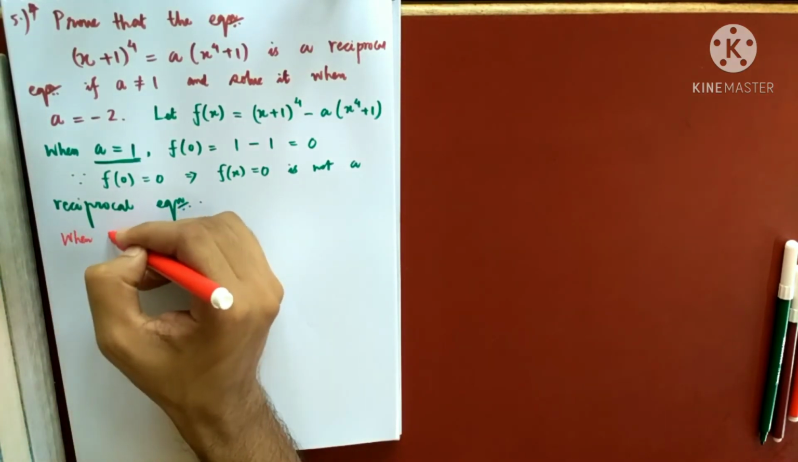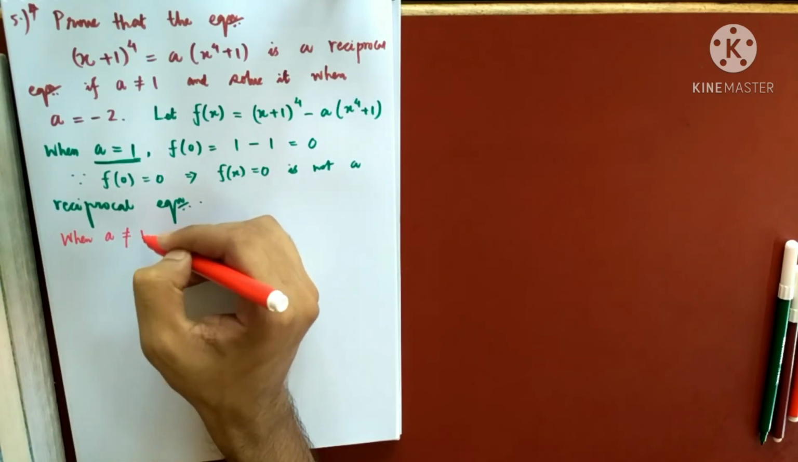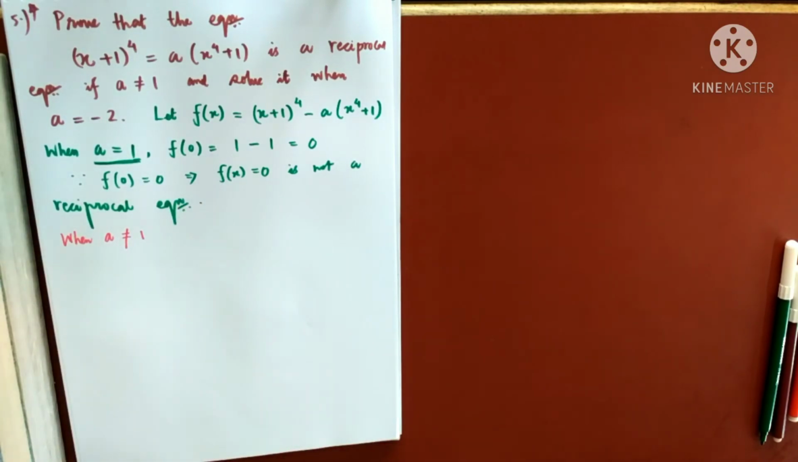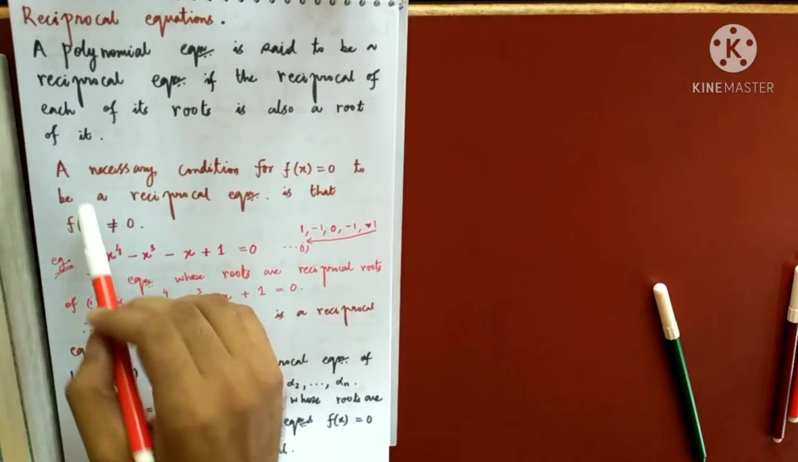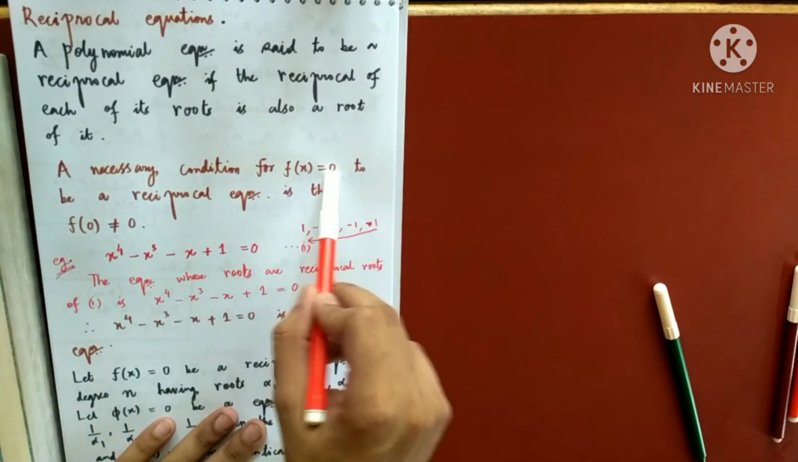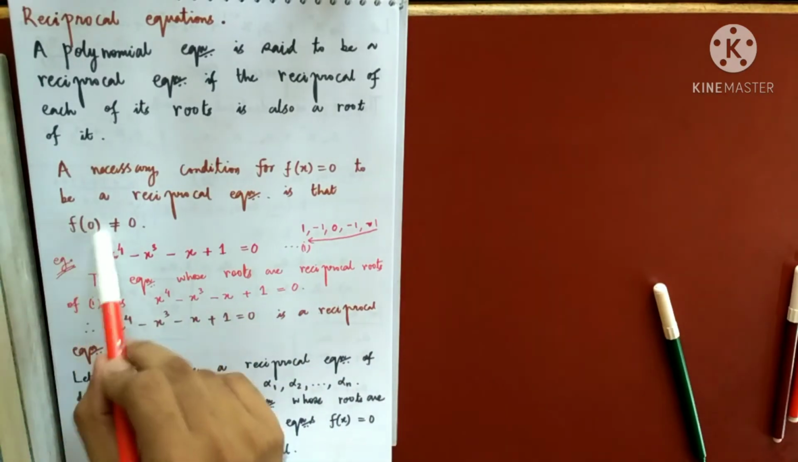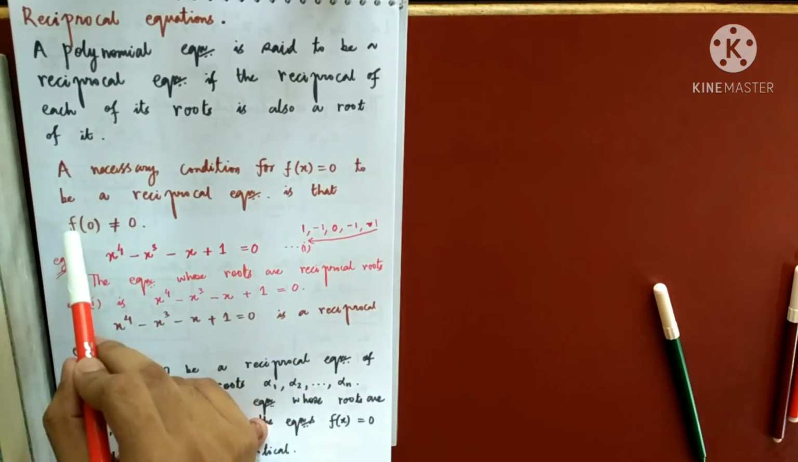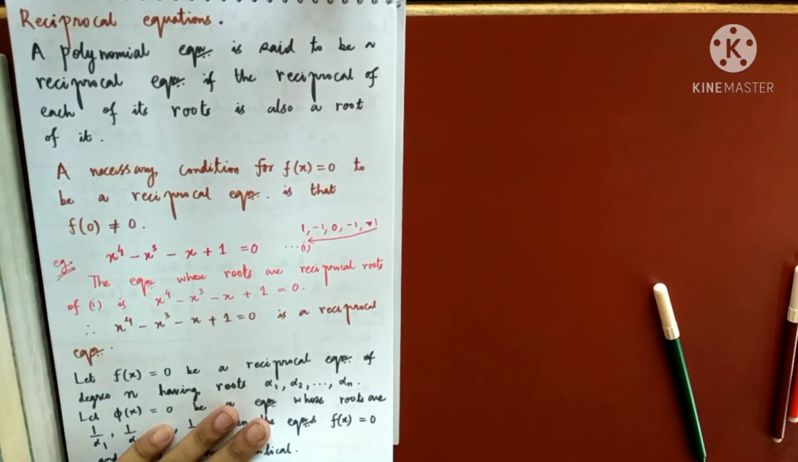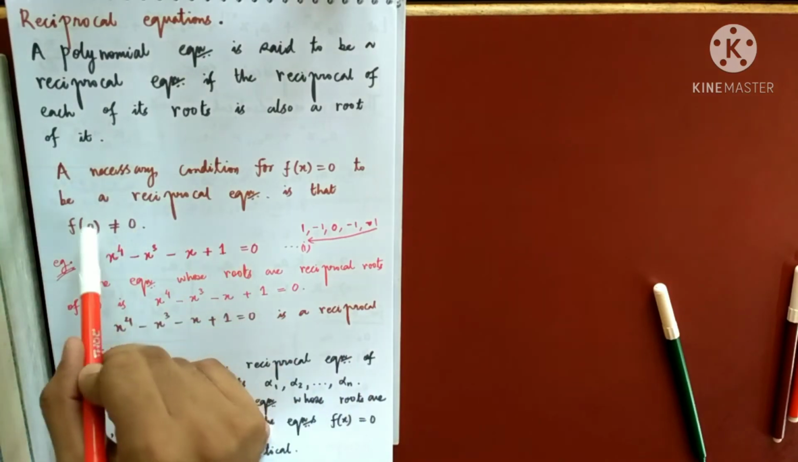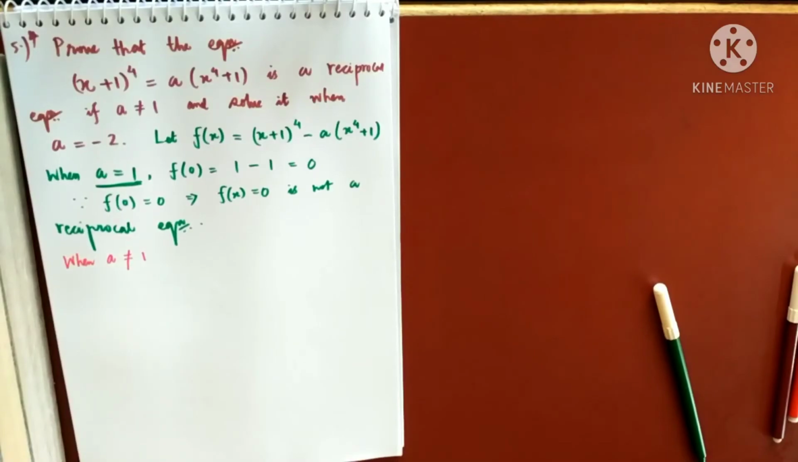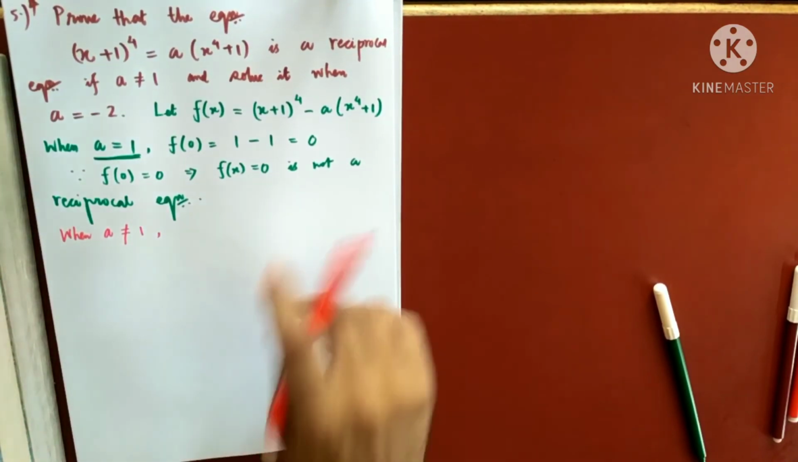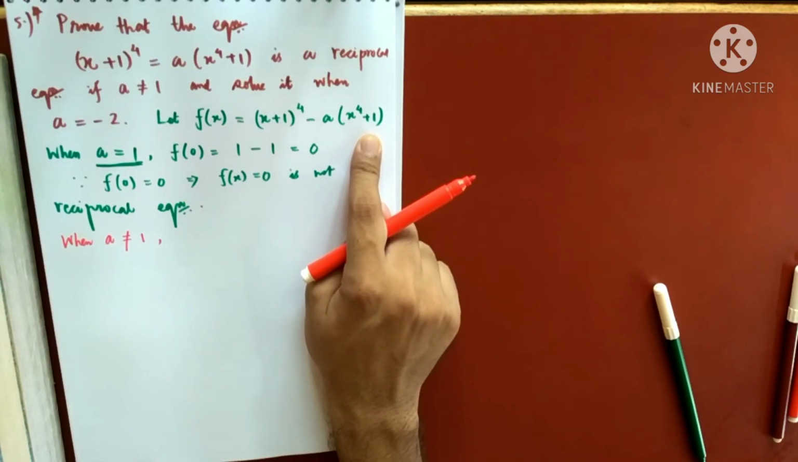why it is the reciprocal equation when a not equals to 1. I had already done this. A necessary condition for f(x) equals 0 to be a reciprocal equation is that f(0) should not be 0. So when this is violated, it cannot be reciprocal. Whenever I have a reciprocal equation, f(0) cannot be 0. So when a not equals to 1, we will prove that this is a reciprocal equation. So one way will be what?